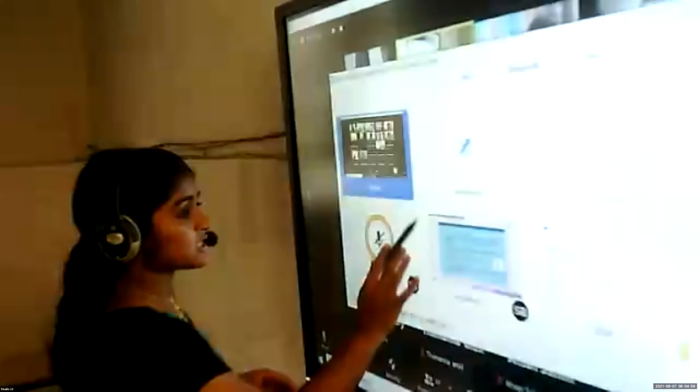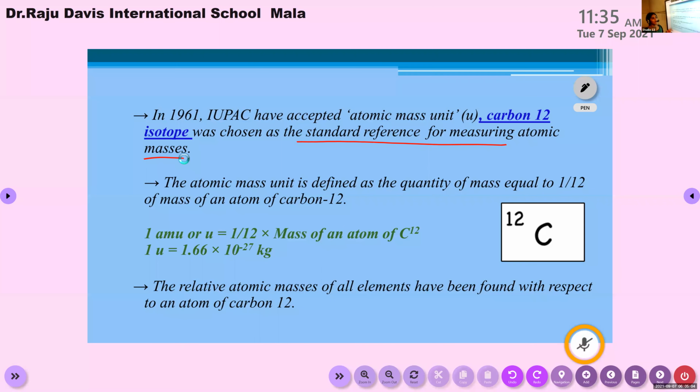Here, the carbon-12 isotope was chosen as the standard reference. That means it is obtained from nature with atomic number 6 and mass number 12. It is considered the standard reference for measuring atomic masses. So we fix the atomic mass of carbon-12, and then we find the atomic masses of other elements using carbon-12 as the reference. Clear, children? Yes or no? Yes, ma'am.